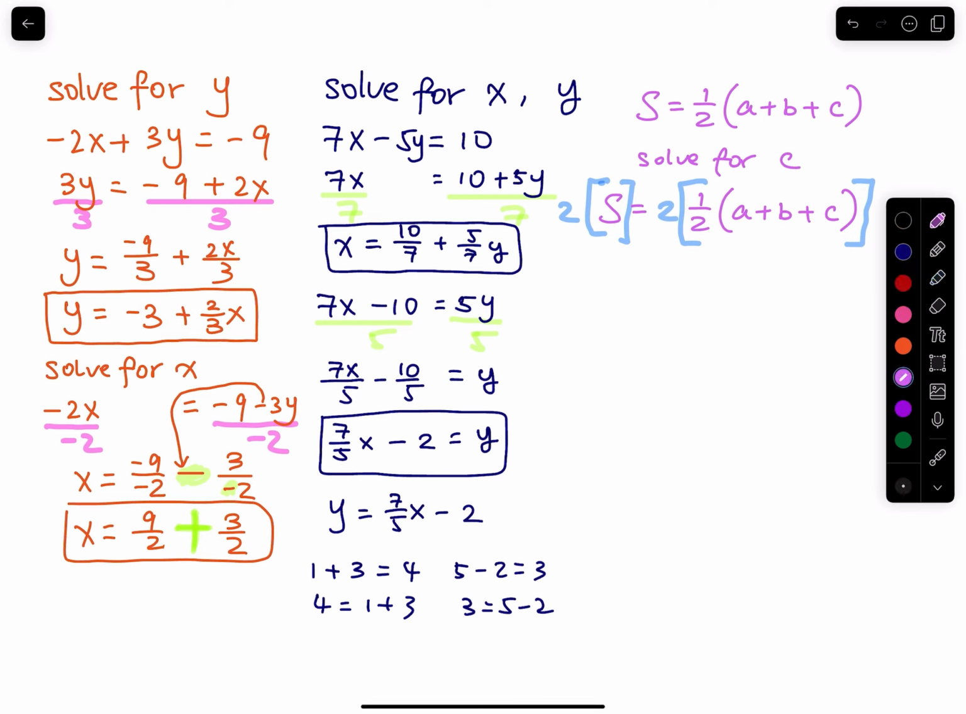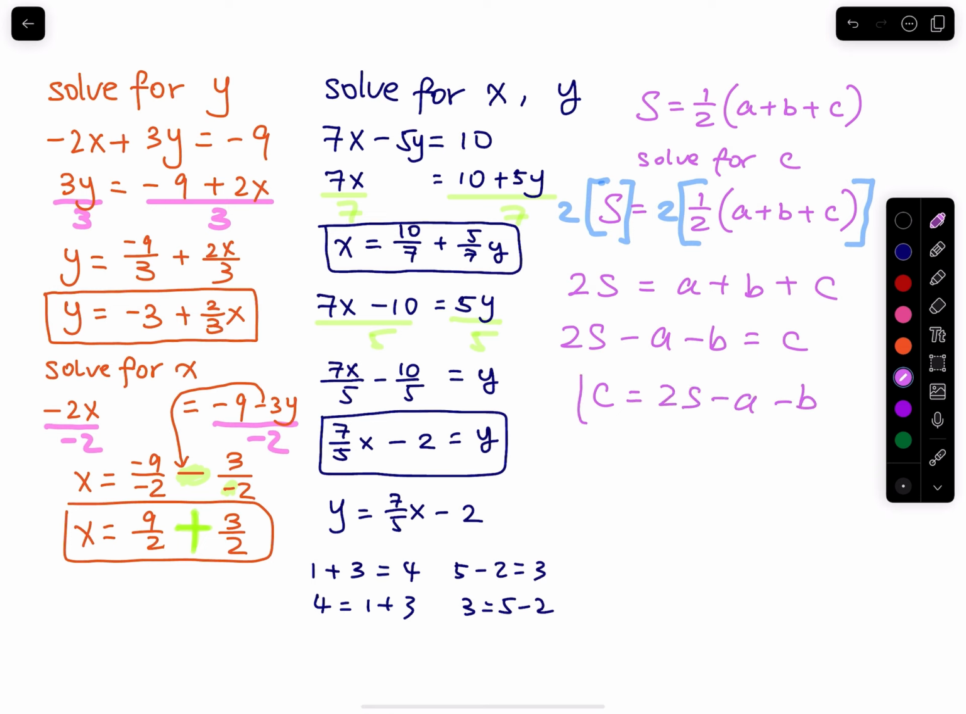Agree? So you have 2s equals a plus b plus c, and then just subtract the a and b to the left hand side. If they are asking to solve for a, then use 2s minus b minus c. So 2s minus a minus b equals c. c is equal to 2s minus a minus b. If they are asking you to solve for b, then you toss the a to the left hand side, toss the c to the left hand side.